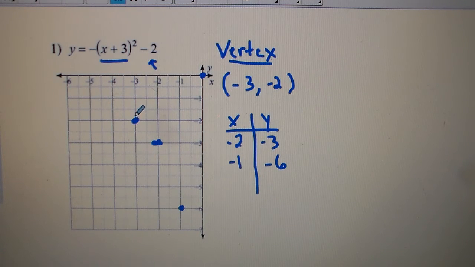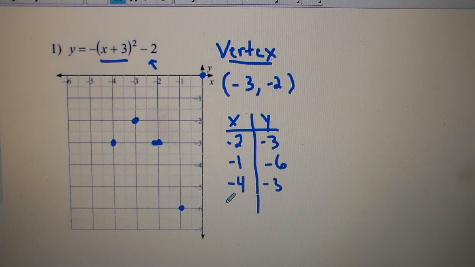Now with the vertex, that's always going to be like the middle of our picture. So if we go 2 to the right, it's probably best to go 2 to the left. So we have negative 4. I plug in negative 4. Negative 4 plus 3 gets us negative 1. Negative 1 squared is positive 1. Positive 1 times negative 1 gets us negative 1. And negative 1 minus 2 gets us negative 3. So negative 4, negative 3. And we graph that point. 4 to the left, 3 down.